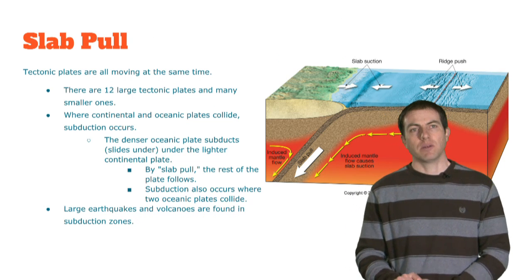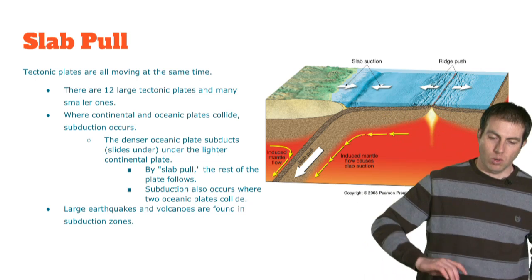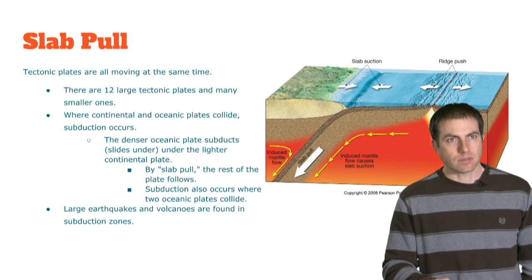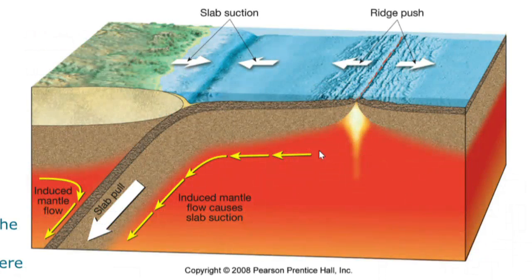So here's kind of the complete picture, all in one diagram. All right, so we get a really strong convection current rising up. And that convection current rising up causes that plate to get pushed. You get ridge push. Well, what happens at the other end?